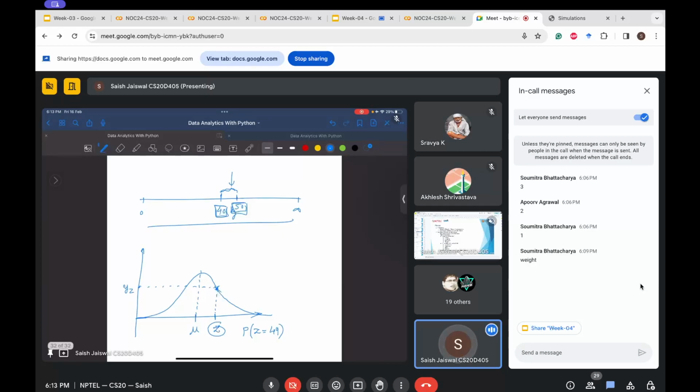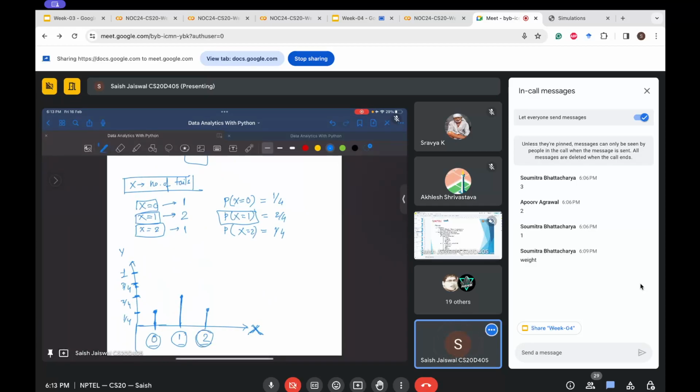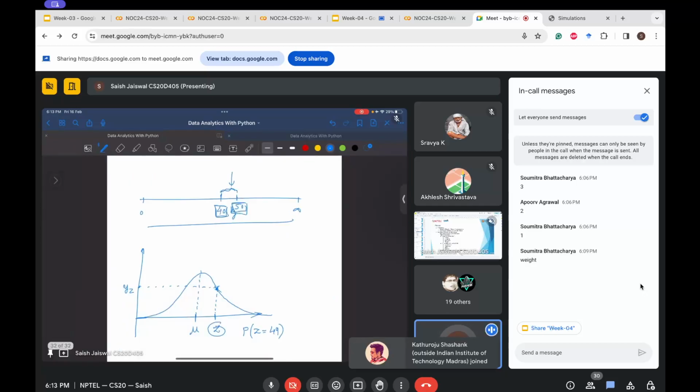In the earlier case we had this distribution. We were saying that the probability of x equal to 2 was 1 by 4, which was the y-axis value. Here 2 by 4, and for x equal to 0 it was 1 by 4 again. So in the case of a continuous distribution, will it be yz or something else? You can just guess it.